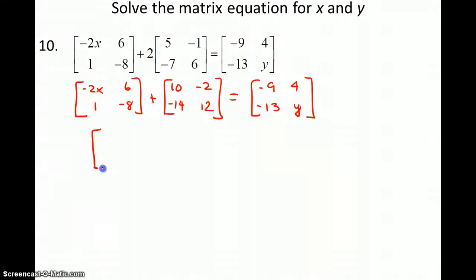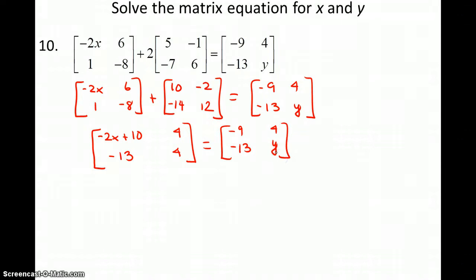From here, we will add the matrices that are in the same position, or the elements that are in the same position. So negative 2x plus 10. Not like terms, so I'm just going to write them separately. 6 plus negative 2 gives me 4. The bottom row is negative 13, and negative 8 plus 12 would be 4. It's equal to negative 9, negative 13, 4, and y. Didn't change the second one.